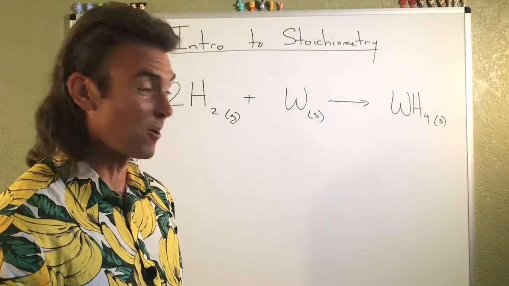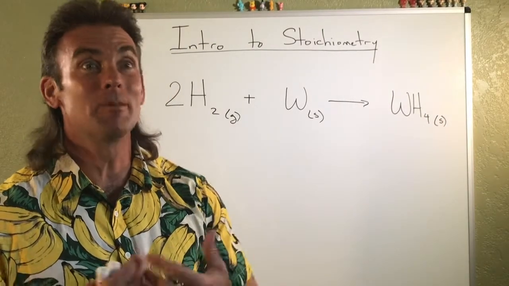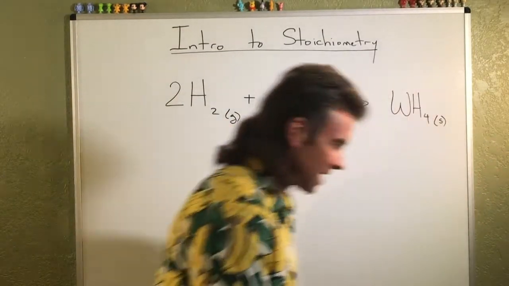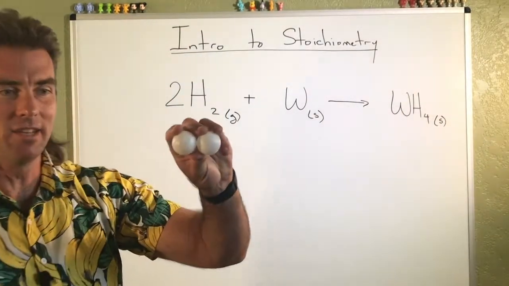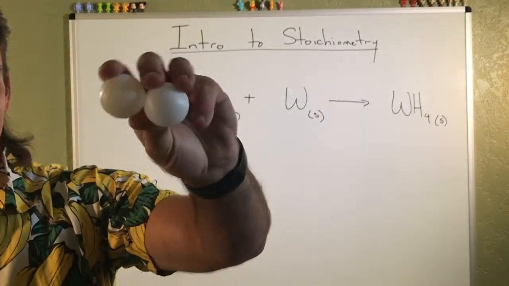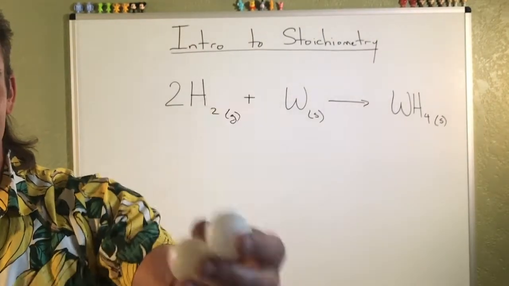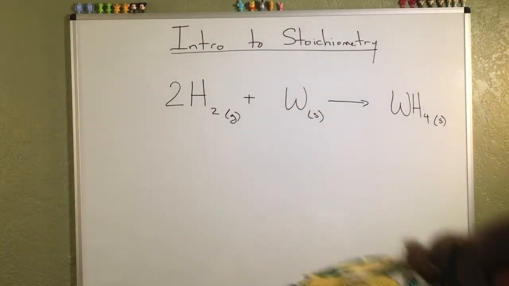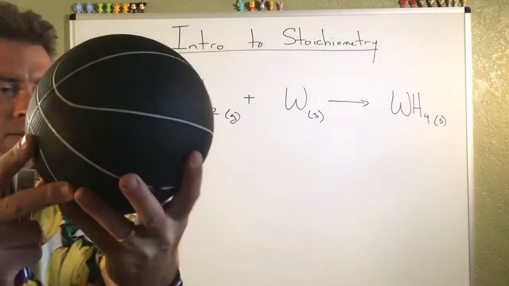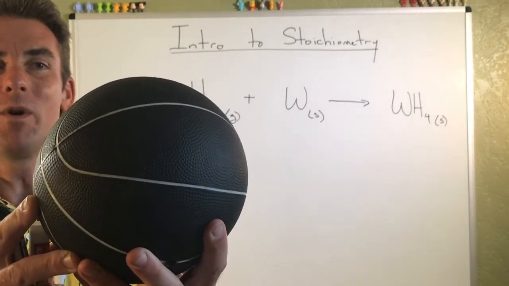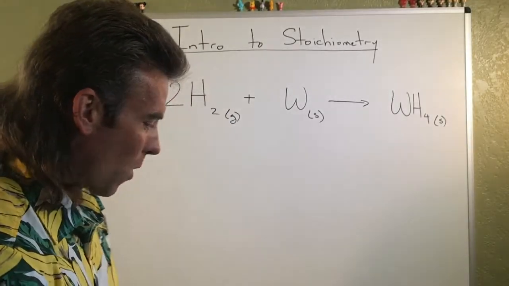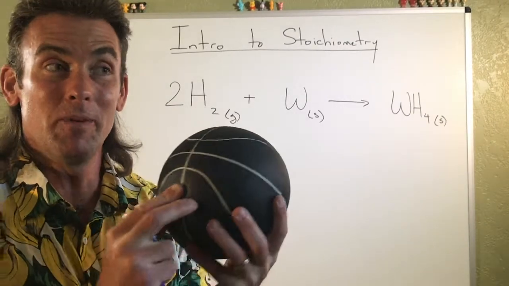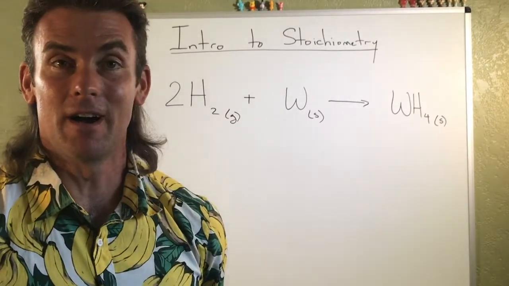And I've picked out a couple of things from around the house to represent why that would be wrong. So let's imagine that this hydrogen gas is actually these two little ping pong balls right here. There's my hydrogen gas. You notice they're nice and light, right? Well, let's pretend that tungsten is this medicine ball. What would happen if we measured out twice the mass of those hydrogen ping pong balls relative to this? That would be a ridiculous amount of hydrogen.